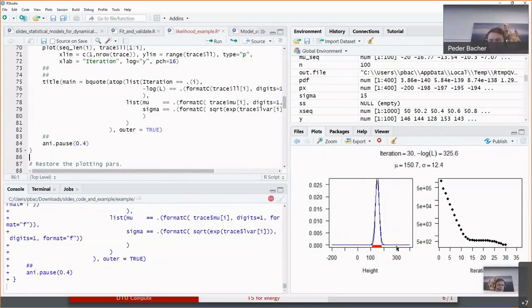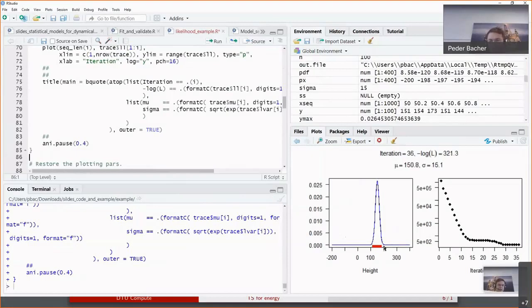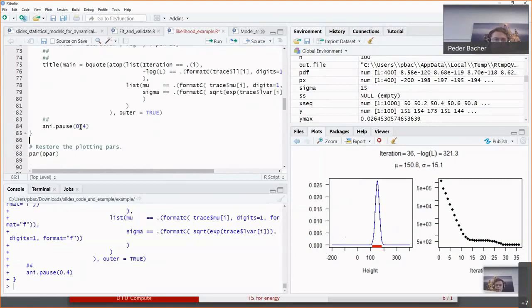And we want to find, and now the blue one is the true one, and the black one is the probability density function with the two parameters that we end up with. And finally, the optimizer says we estimate the mean to 150.8 and the standard deviation to 15.1, so close to the true values.